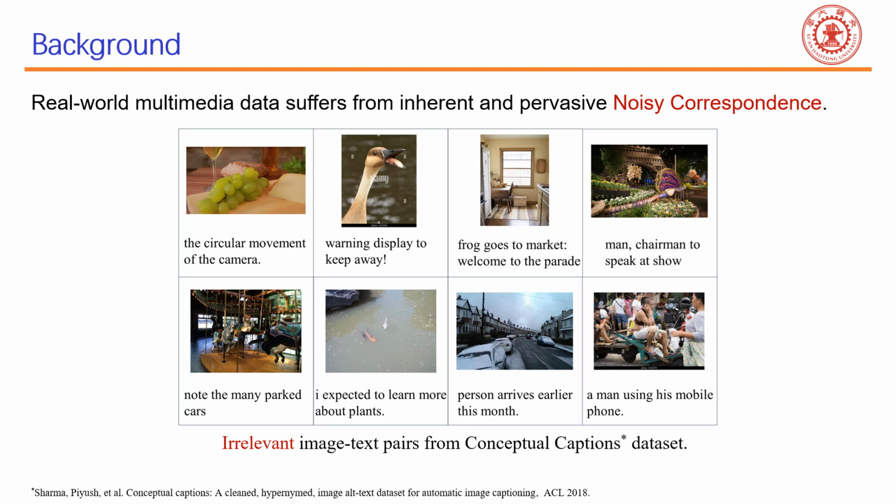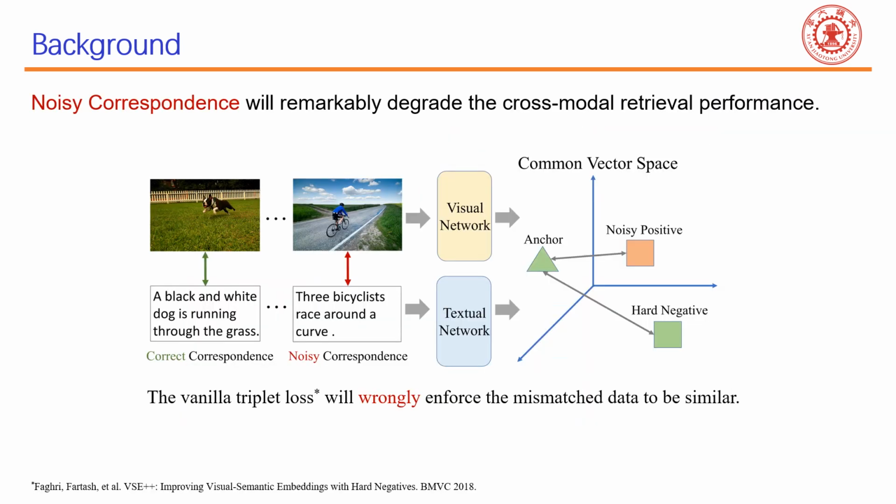For example, Conceptual Captions is a large-scale image-text dataset collected from the Internet, which contains about 3% to 20% noisy samples. Here we show some irrelevant image-text pairs from Conceptual Captions. Training with noisy correspondence data can remarkably harm the performance of cross-modal retrieval methods because the standard triplet loss will wrongly enforce the mismatched data to be similar in the common space.